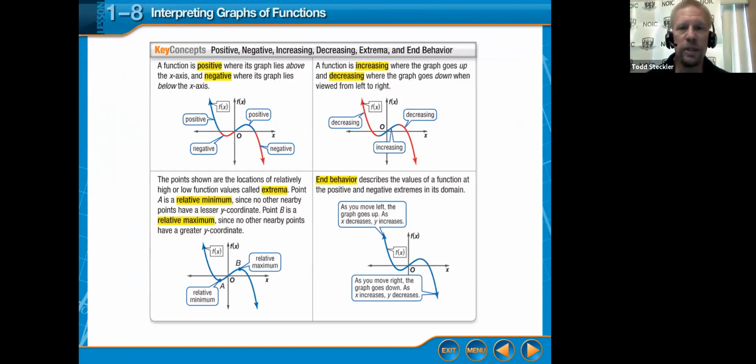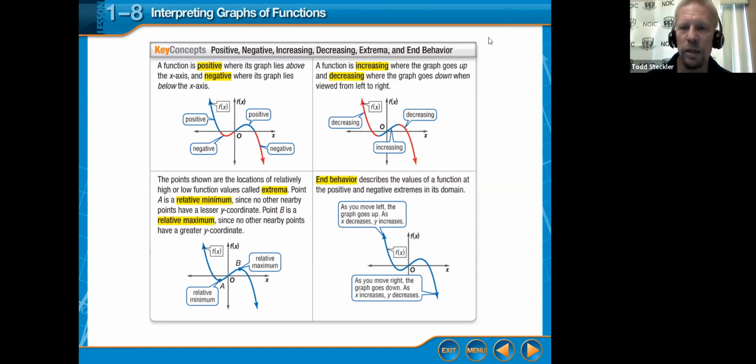Here are some key concepts to remember with graphs of functions. A function is positive when it lies above the x-axis, and a function is negative when the graph lies below the x-axis. A function is considered increasing where the graph goes up to the right, and it's considered decreasing when the graph goes down to the right.